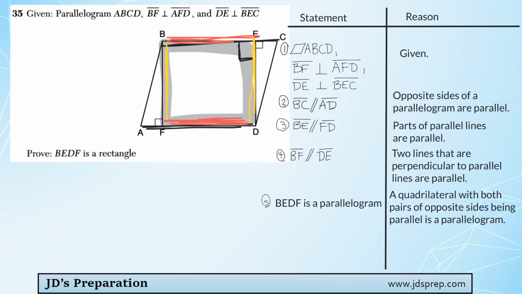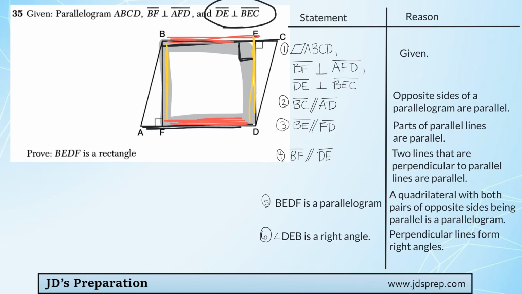Cool, now we're nearly done. The only thing left to do to show that BEDF is a rectangle is to state that one of its corners is a right angle. And we know, for example, angle DEB is a right angle. And we know that's the case because we're told DE and BEC are perpendicular to each other.